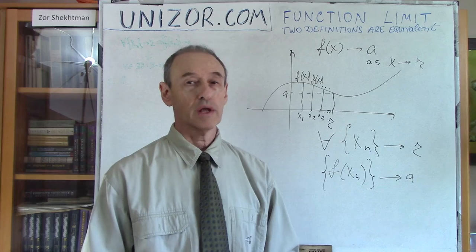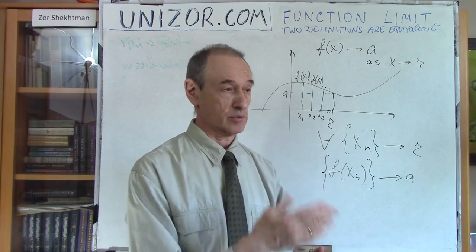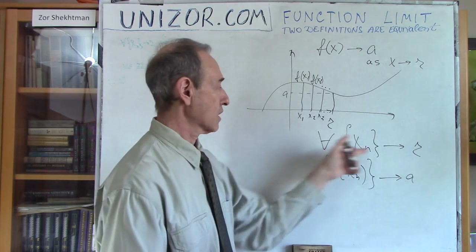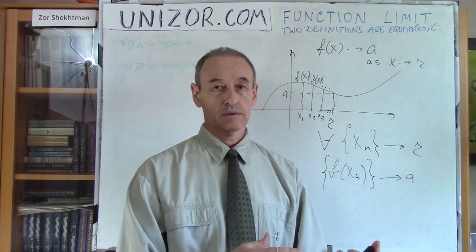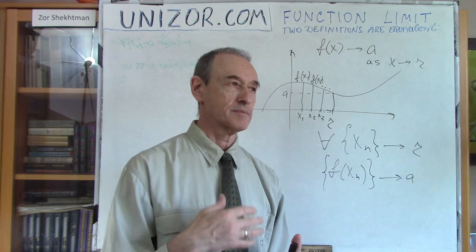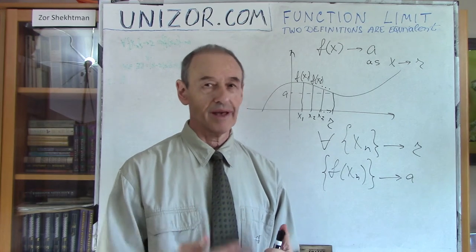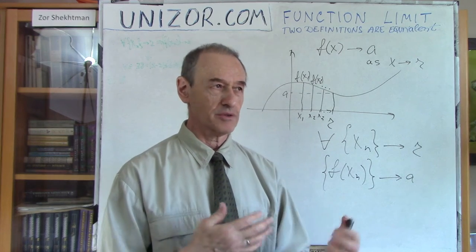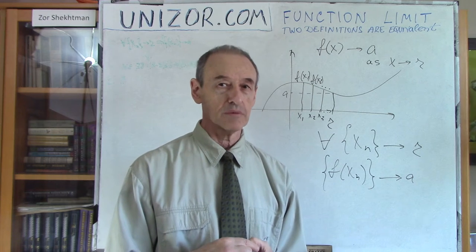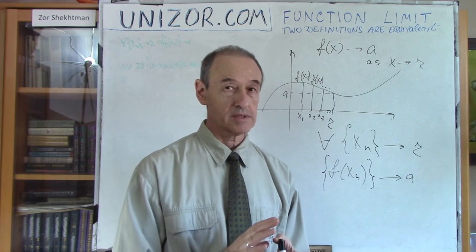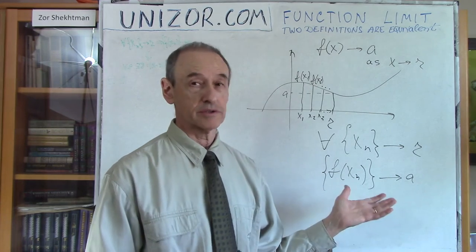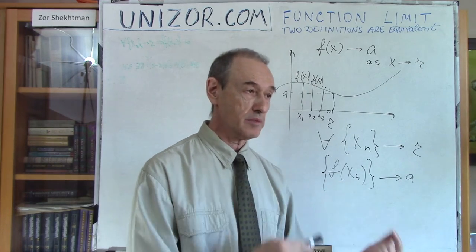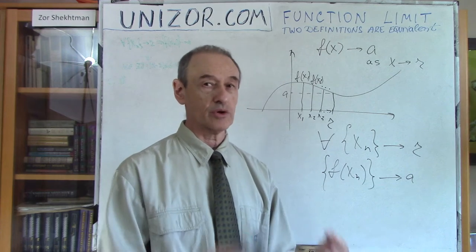I cannot prove that function has a limit because I cannot really exhaust all the sequences of the arguments which are converging to R. So there is another definition. It's not as human-like. It's not as natural as far as what we intuitively think about this. However, it's perfectly correct, and it's equivalent to this one. And this is an equivalency which I'm going to prove today.